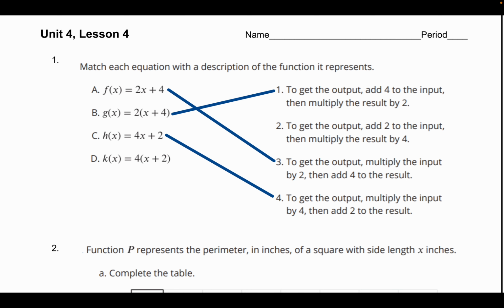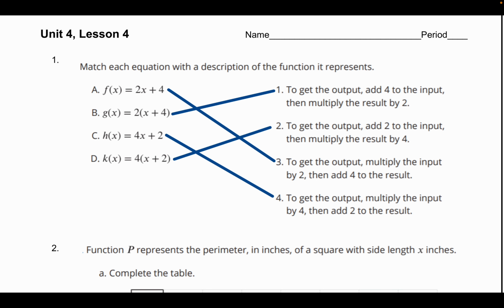And even though we only have one piece left to match, we're still going to check that it does work, because if we did one of the other ones incorrectly, this one would be incorrect as well. So if we're doing what's inside our parentheses first, we should be adding 2 and then multiplying that result by 4. And this one says to get the output, add 2 and then multiply by 4. So that is correct. And we would add this one up here.